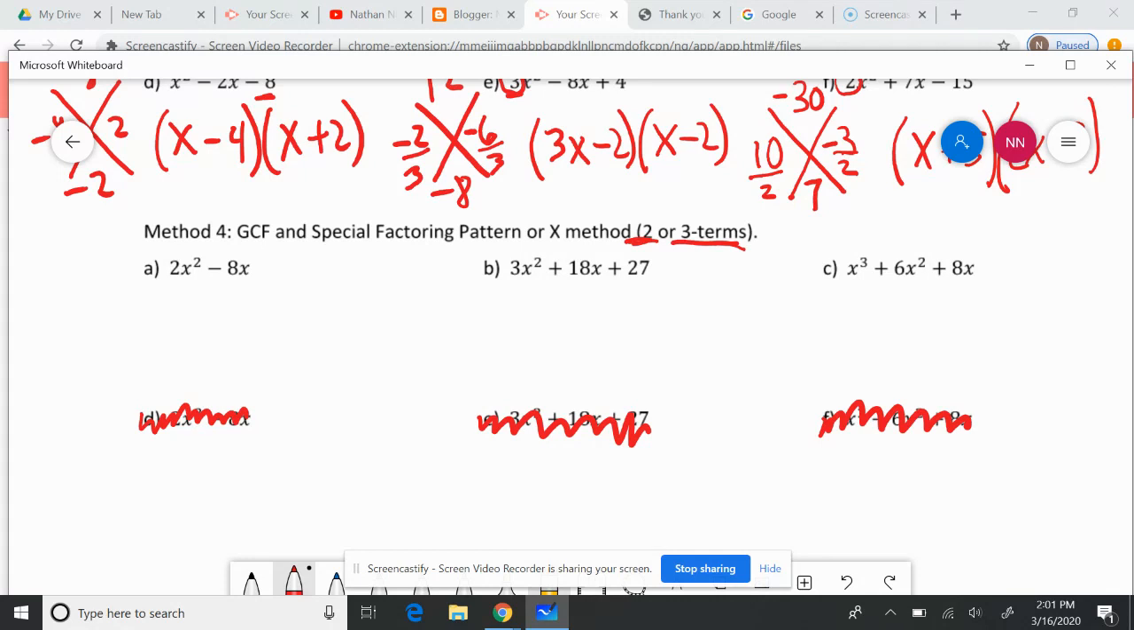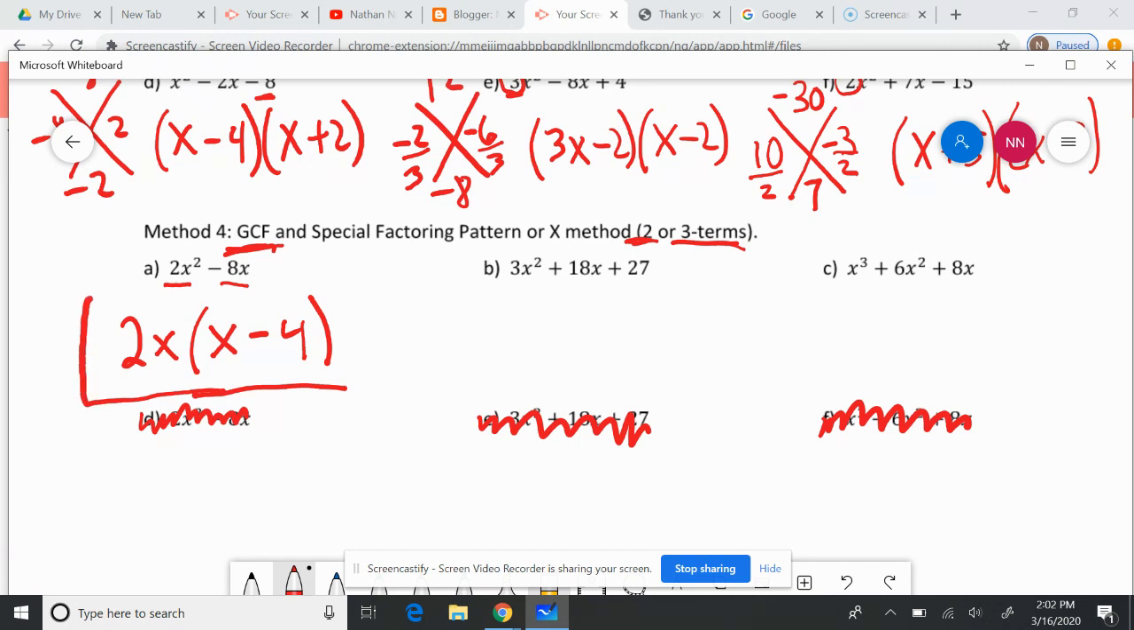So looking at this right here, we're going to start off with our greatest common factor. The greatest common factor for both of those would be 2x. Then what we're left with is x minus 4. Now, normally we would use a special factoring pattern, but notice that this right here is not squared. So that right there gives us our answer. We just stop right there. All we can do is find the greatest common factor.